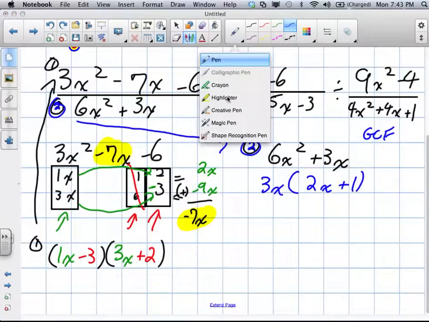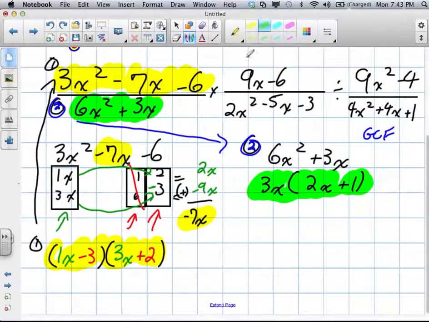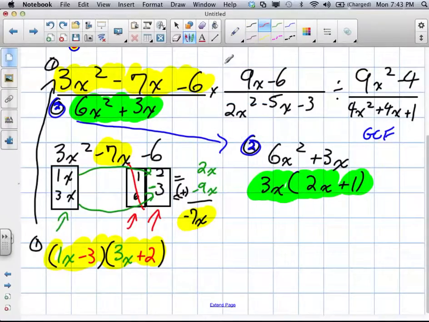Okay, so I'm just going to try to highlight these to keep these all together. So these guys are going to replace the top. And this guy here is going to replace our bottom. Now let's keep going with our factoring. We'll call this guy number 3.